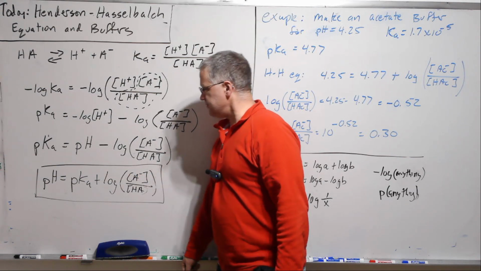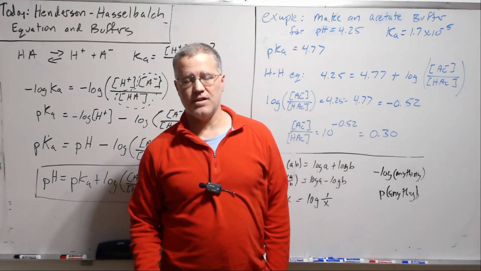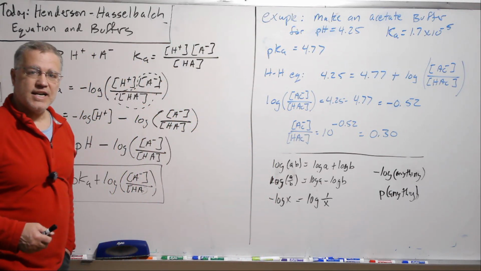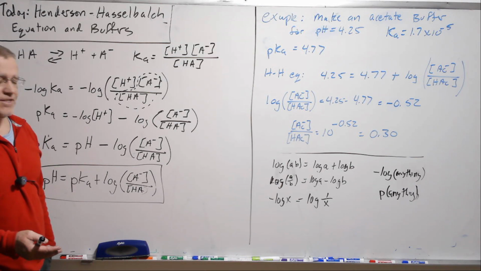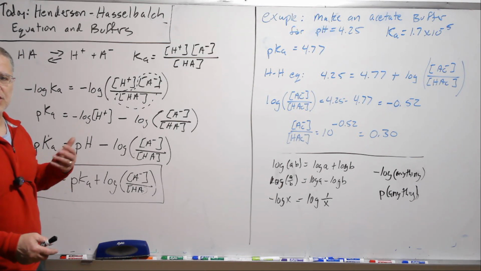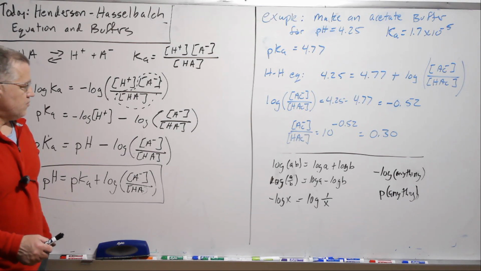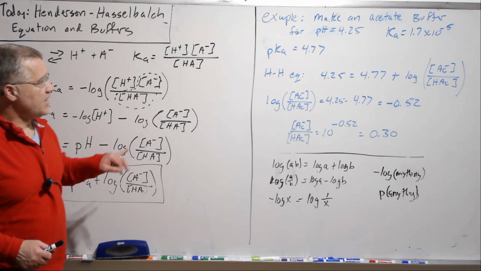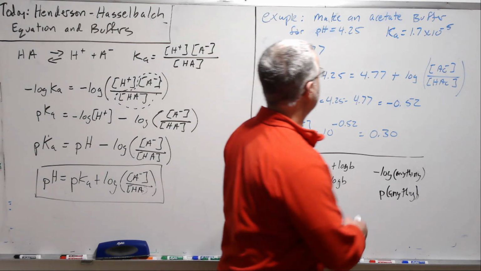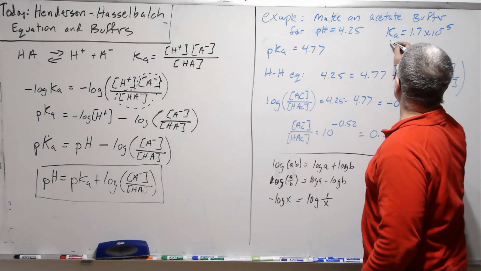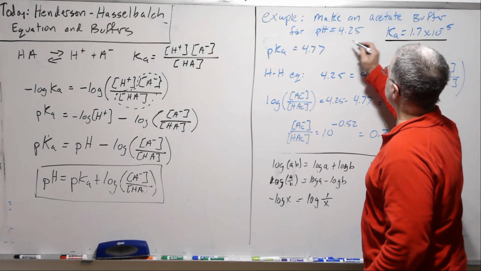So you can Google or look up the pKa's for a lot of acids, and you would want to choose the acid that is closest to the target pH that you're going for in your buffer. So let's take the example of acetic acid. We did that last time. So if we look at the Ka, we've got that.